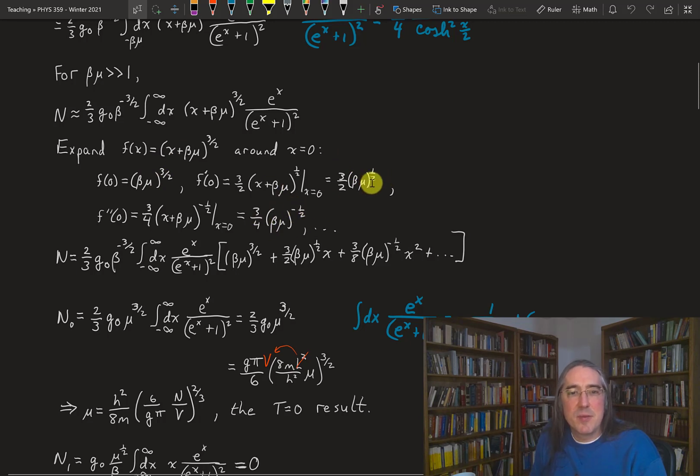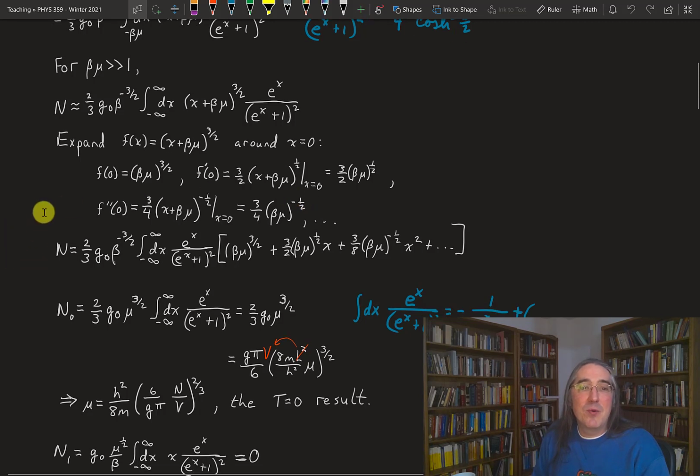Third term, we're also going to divide by beta mu again. So f double prime at 0 is 3/4, right? Plug it in, 3/4 of beta mu to the minus 1/2. Okay. So, and we're just going to keep the first 3 terms for now. You can do more later if you want, but I suspect you're going to feel pretty good after just doing the first 3.